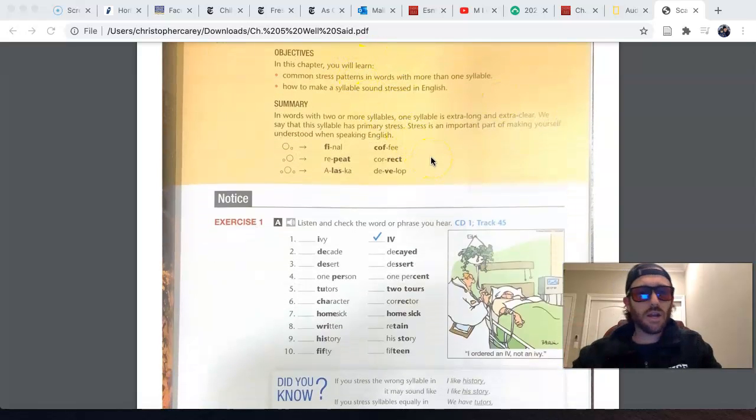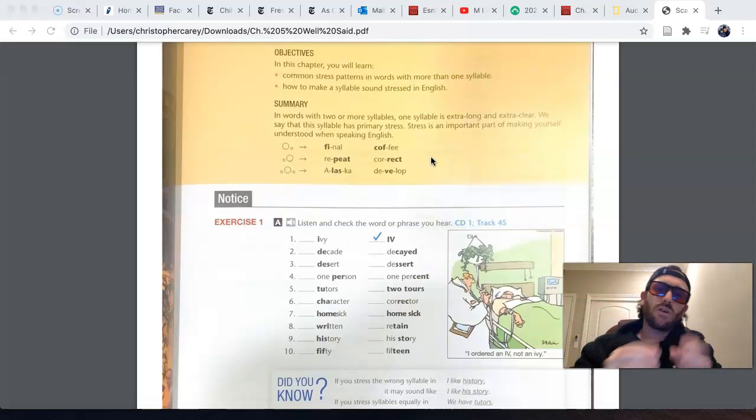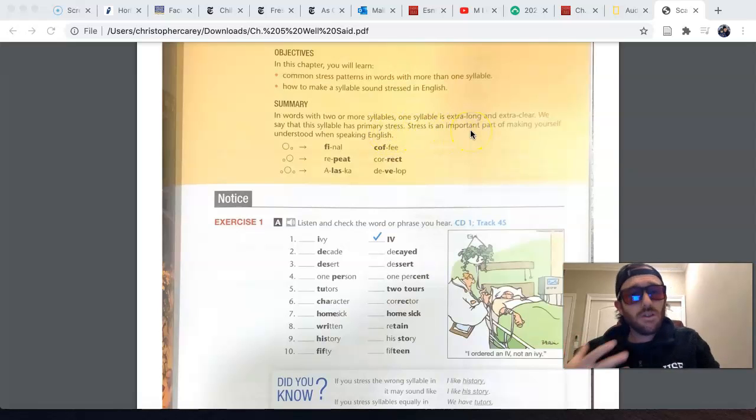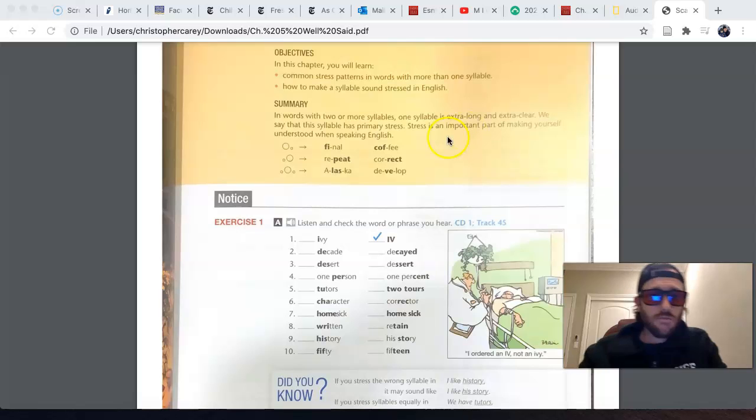And with words that have two or more syllables in English, one syllable will sound extra long and extra clear. We call that stress, primary stress. And stress is important in making yourself understood. If you put the stress in the wrong syllable, it could change the meaning of the word. Or it could make it very difficult for someone to understand.